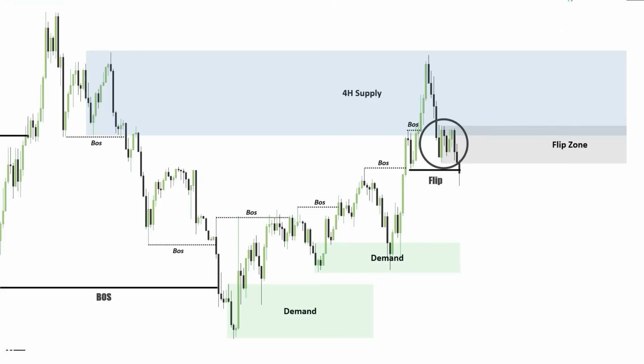With these confirmations in place, we can expect price to return to the flip zone before continuing its move toward the sell-side liquidity. Next, we wait for price to return to the flip zone, then zoom into our entry time frame, the 1-minute chart, so we can identify a precise entry for a short position.